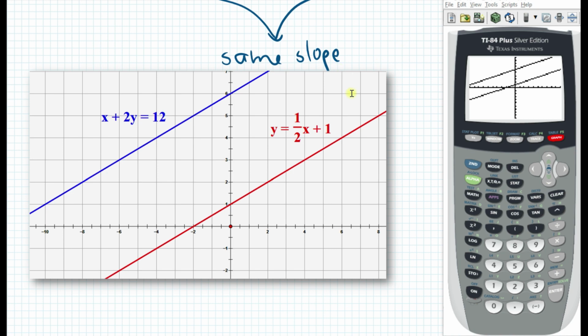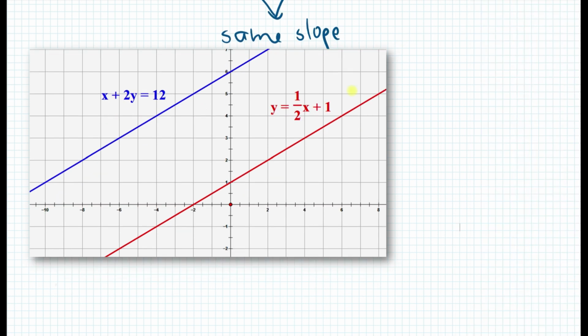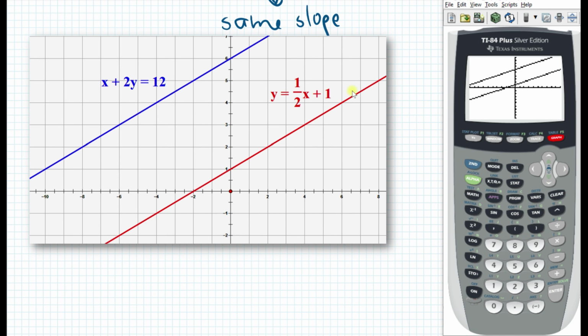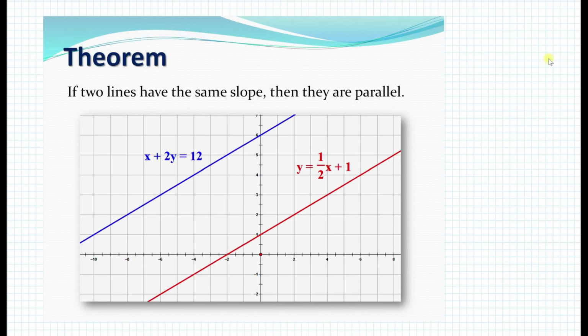Okay, so here's a better view. What we can say here is, yes, they do have the same slope, therefore the lines are parallel. And with that, we're actually introducing our first theorem for coordinate geometry, and here it is. If two lines have the same slope, then they're parallel. Okay, so this is a theorem. What this means is that we can prove it.